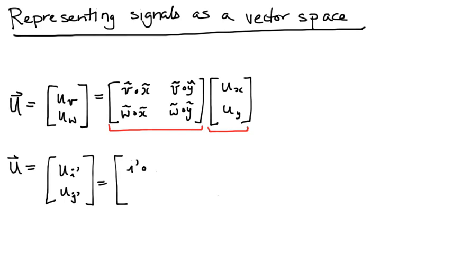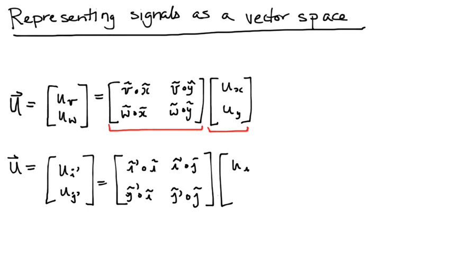i' dotted with i, i' dotted with j, j' dotted with i, j' dotted with j, times u_i, u_j.